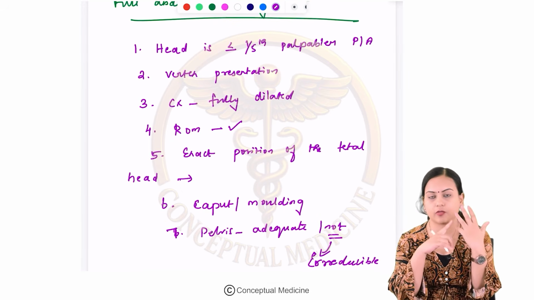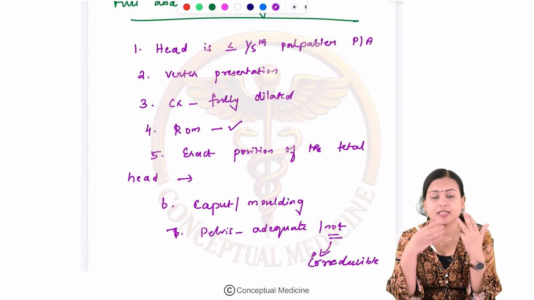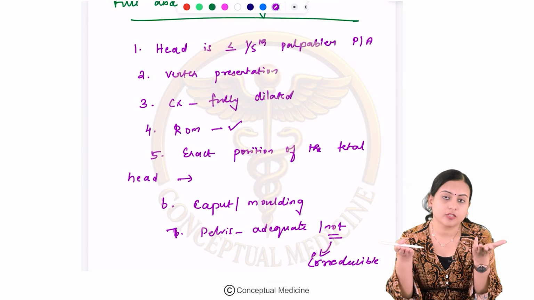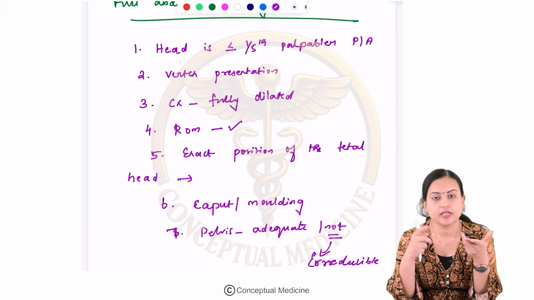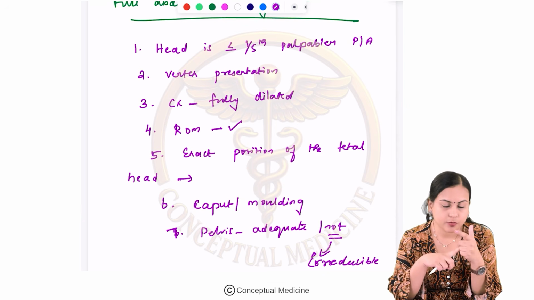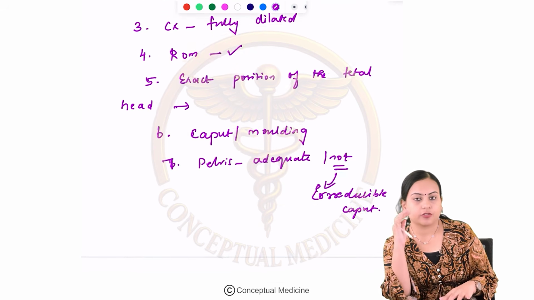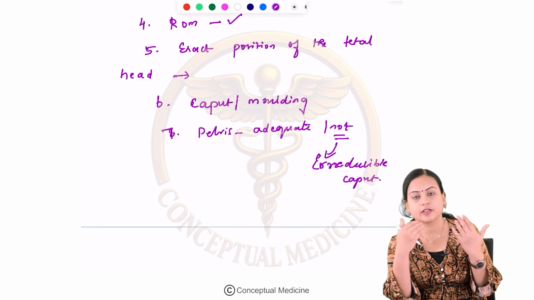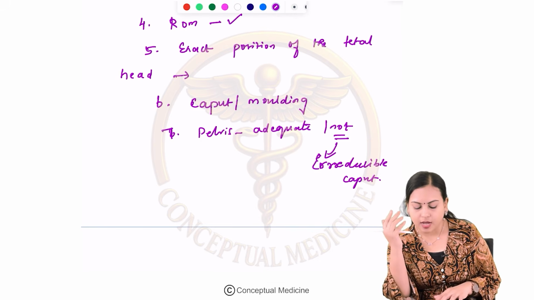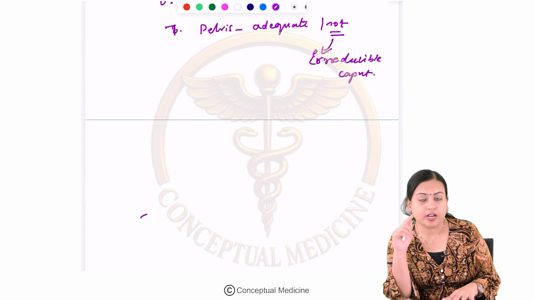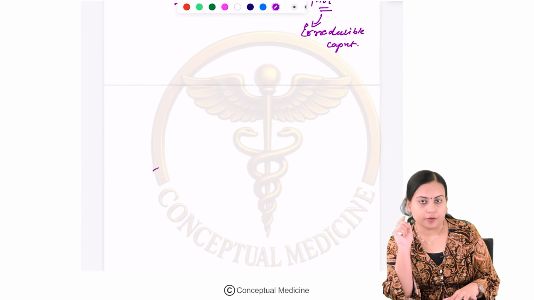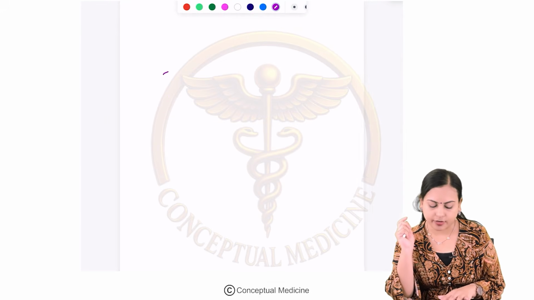So, the head should be less than 1/5 palpable per abdomen. That means the head has descended down and it has come to the lowest fetal station, right? Then the baby should be in the vertex presentation, the cervix should be fully dilated, the membrane should have been already ruptured. And then the exact position of the fetal head should be determined, whether it is in the occipito-anterior, posterior or transverse position. We have to check for the caput as well as molding, and finally don't ever forget to check about the pelvic adequacy as well. Clear? Right.